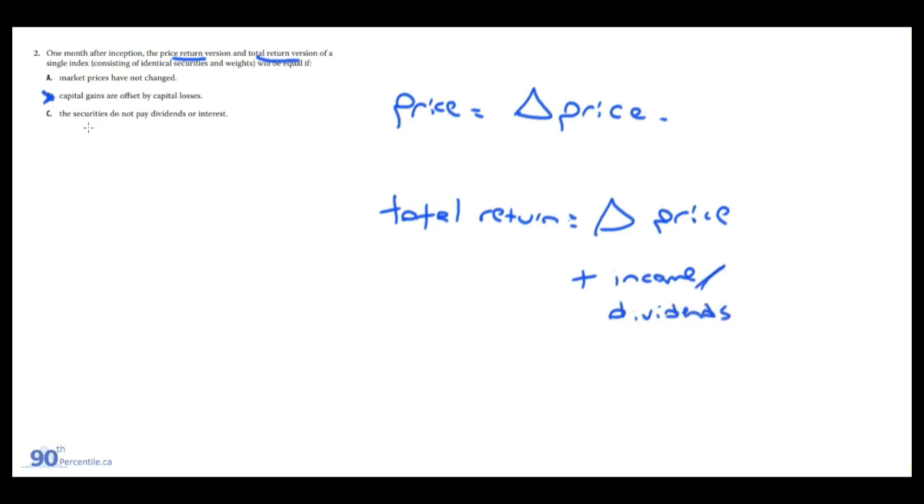So here, C is the correct answer. It's more correct than answer A, but that's why I was kind of hesitant. The price return version and total return version will be the same if there's no dividends or interest. If market prices didn't change and there were no dividends and interest, then sure, this would be correct as well, but there's just not enough information. It's kind of worded poorly, in my opinion.